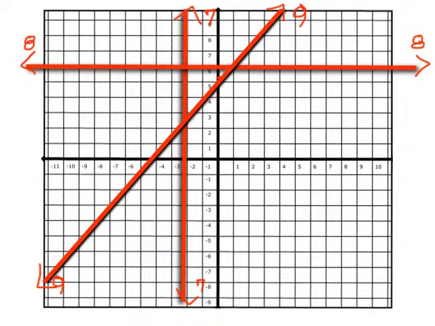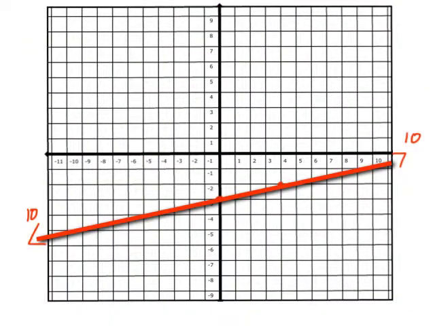7, 8, and 9. 8 is a horizontal line, 7 is a vertical line. Of course 9 has a positive slope. Any questions on 7 through 9? Okay, and there's number 10 by itself. Rises up to the right below the x-axis. Any questions on 10?